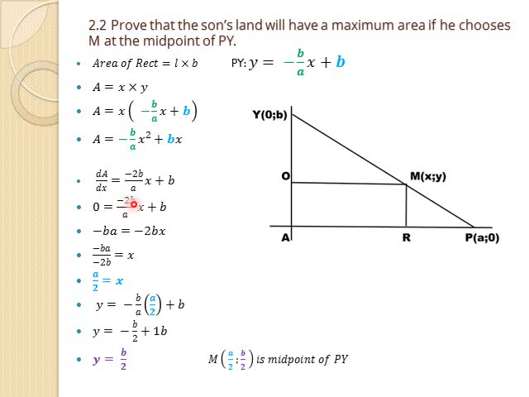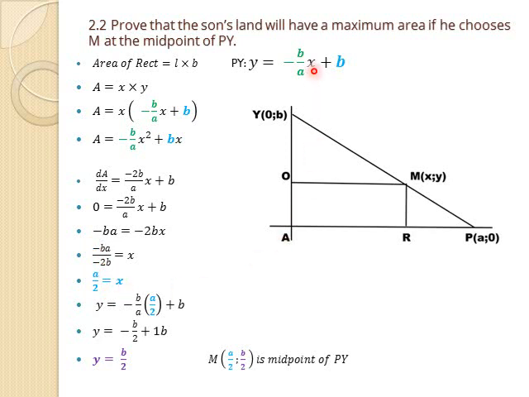So 0 equals minus 2B over A X plus B. If I take B across, it becomes negative B. Multiply the denominator away, so that becomes minus BA equals minus 2BX. To get X, I'm going to make X the subject of the formula by dividing away the coefficient, minus 2B. So that gives me minus BA over negative 2B. We simplify, B cancels, negative and negative cancels, so I'm left with A over 2 for X.